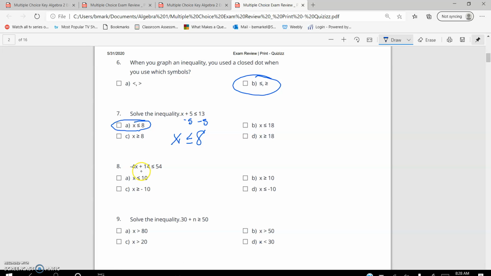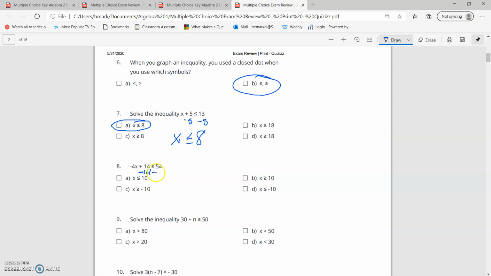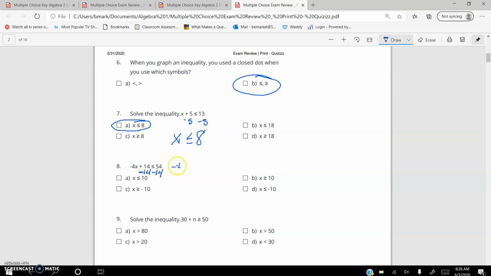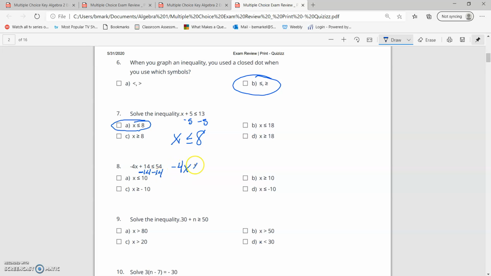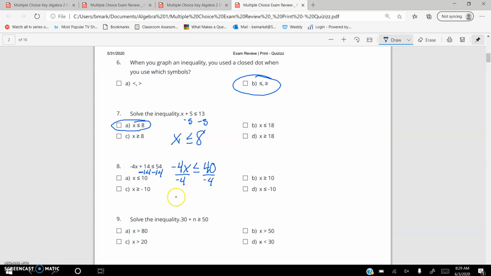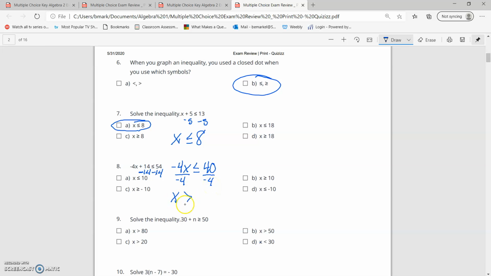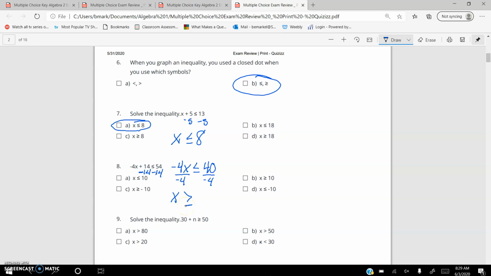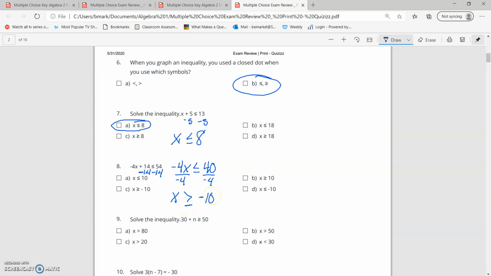Remember backwards PEMDAS, so I want to subtract my 14 first. I get negative 4x is less than or equal to 40. Divide by a negative 4. And I divided by a negative, so I'm going to flip my inequality over. 40 divided by negative 4 is negative 10. So x is greater than or equal to negative 10. That's C.